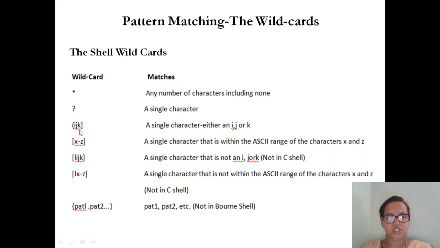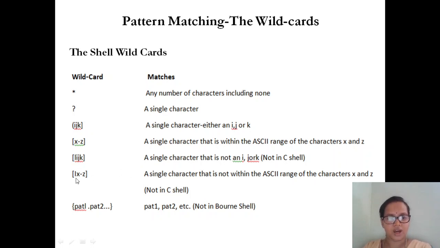Within the square brackets, if you mention some letters, you have the option of those letters. If you have a range between two letters, it means an ASCII range, for example from X to Z, that means X, Y, Z will be selected. If you mention it with the not symbol, it means other than those, so if it is not I, J, K, the rest will be acceptable.